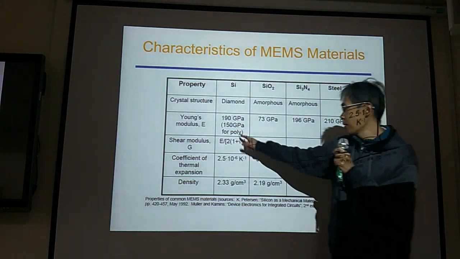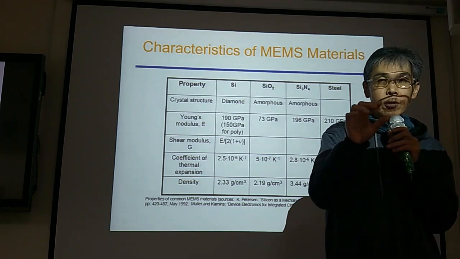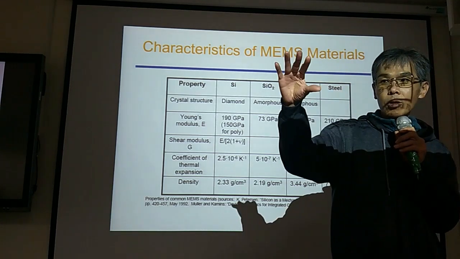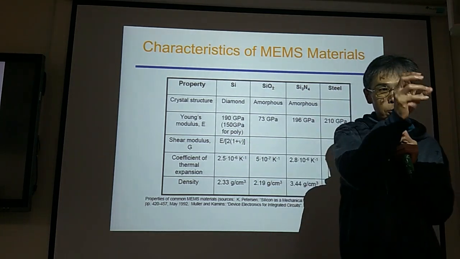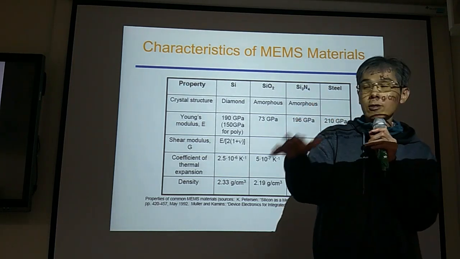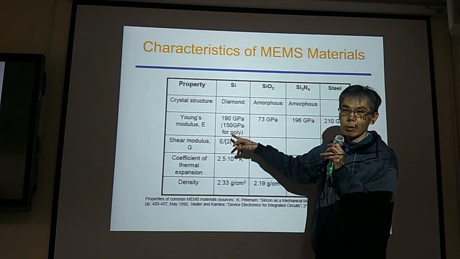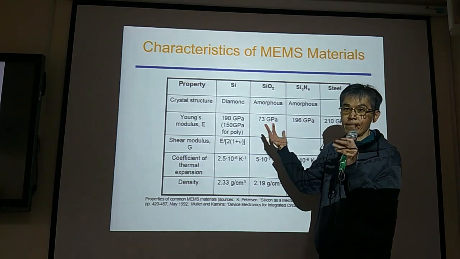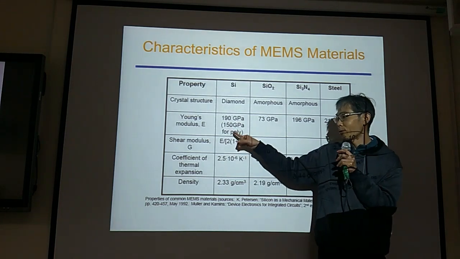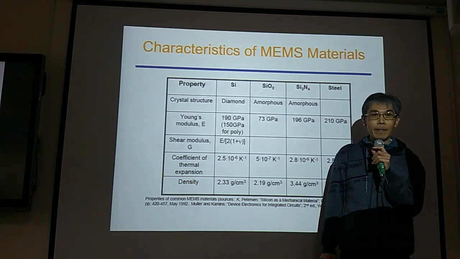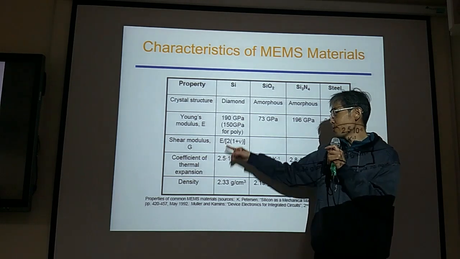So polysilicon means polycrystal, meaning we have not only one crystal. Single crystal material means this material has only one crystal. But polycrystal means we have multiple crystals in the material. So it's polycrystallized silicon, and we can call it polysilicon. So what is polysilicon?